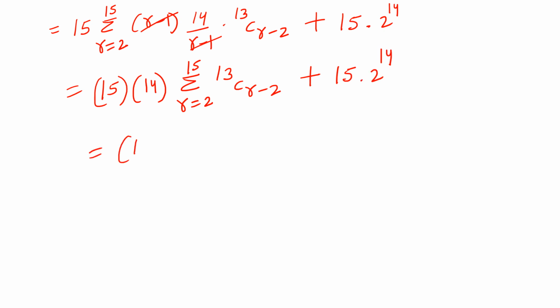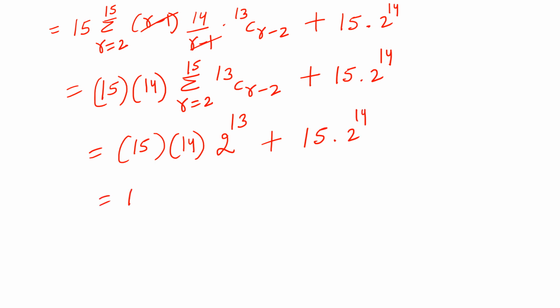Now this becomes 15 into 14 into, now summation r varying from 2 to 15 of 13C(r minus 2) is nothing but 13C0 plus 13C1 and so on till plus 13C13, which is 2 to the power 13. I have used the second property of binomial coefficient. And then we have plus 15 into 2 to the power 14.